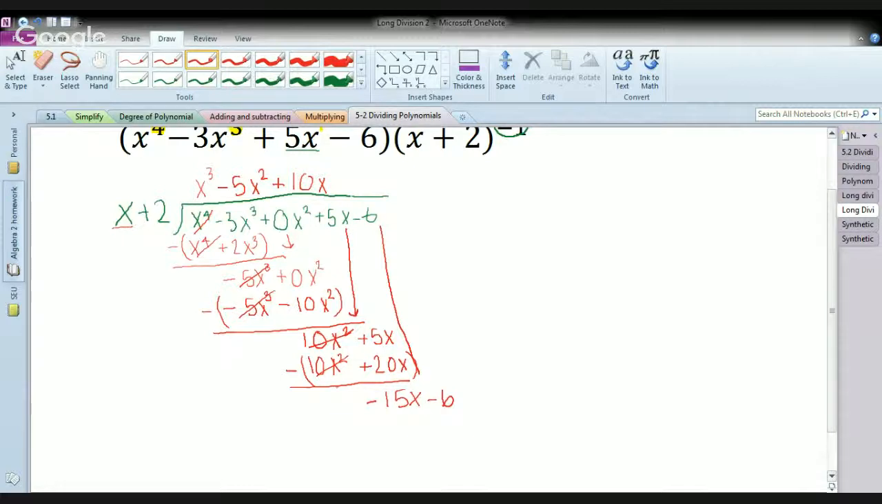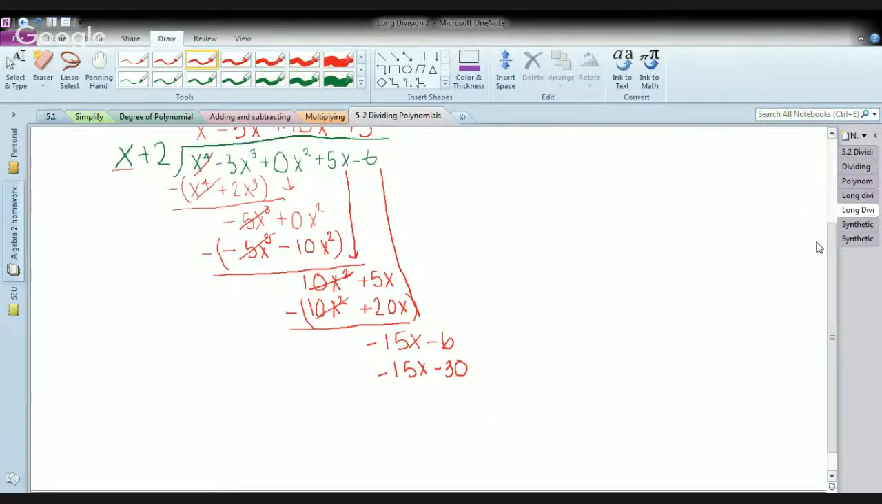I ask myself, x times what gives me negative 15x? Well, x times negative 15. So x times negative 15 gives me negative 15x. 2 times negative 15 gives me negative 30.